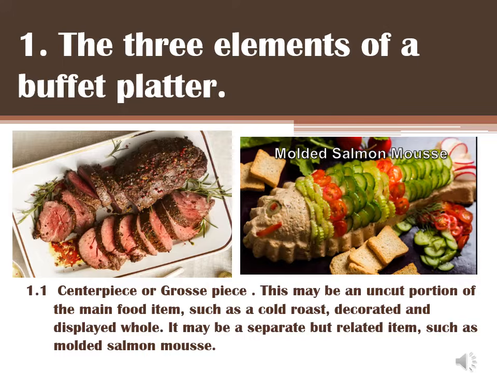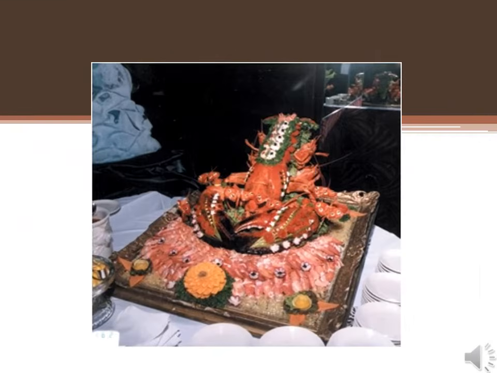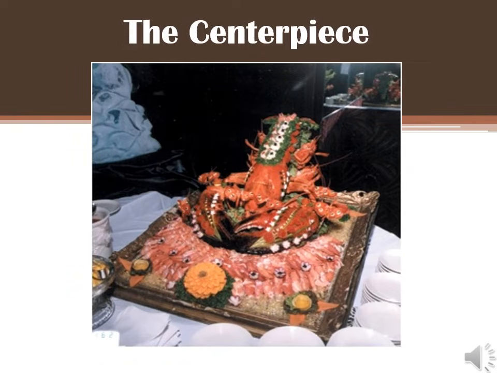The three elements of a buffet platter. First is the centerpiece or gross piece. This may be an uncut portion of the main food item, such as a cold roast, decorated and displayed whole. It may be a separate but related item, such as molded salmon mousse. This is also one example of the centerpiece or gross piece.